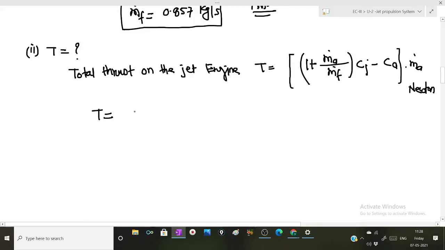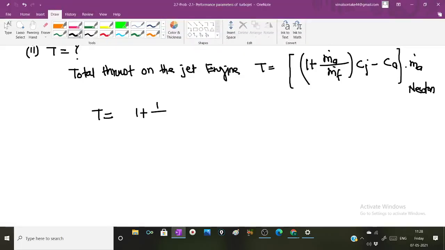Now please put all the values. 1 plus m dot A over m dot f is 70:1. Sorry, here the formula I have written wrongly.